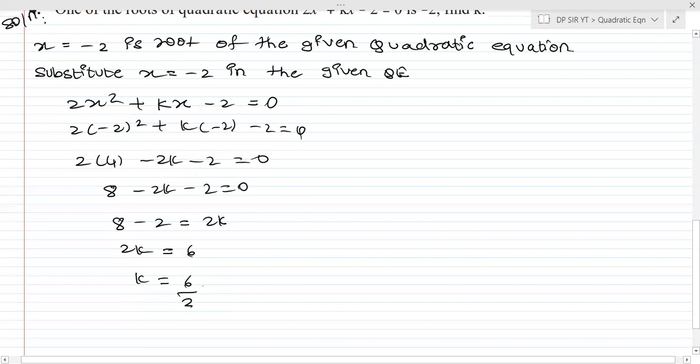Okay, so K is equal to 3. Mind you all, I am not interested in just K is equal to 3. I am interested in the value of K, which is 3.